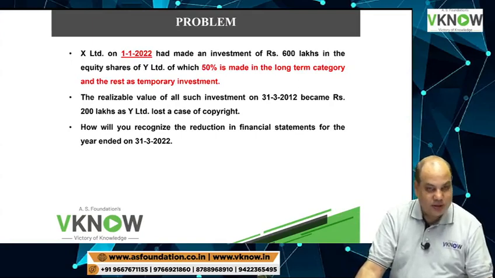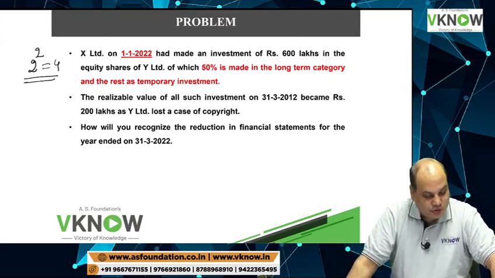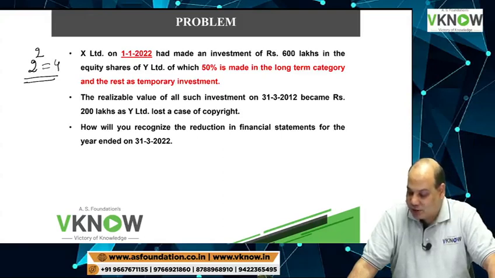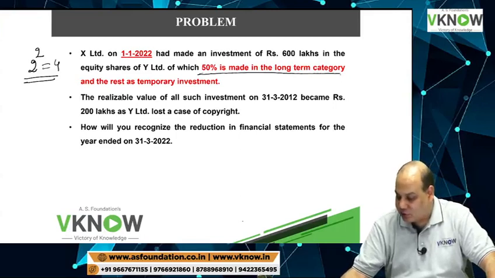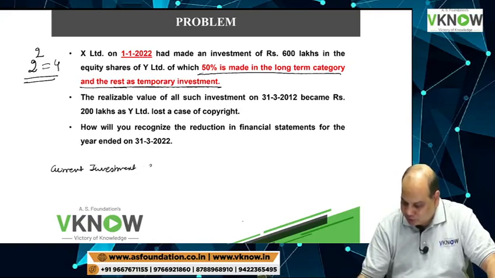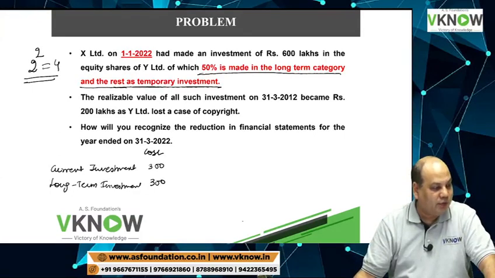Okay. Please come to question number 2. X limited on 1/1/2022 had made an investment of rupees 600 lakh in equity share of Y limited. Now this time they are mentioning 50% is long term category and the rest is temporary investment. So current investment is 300 and long term investment is 300. So they decided to treat half of it as current investment and half of it as long term investment.